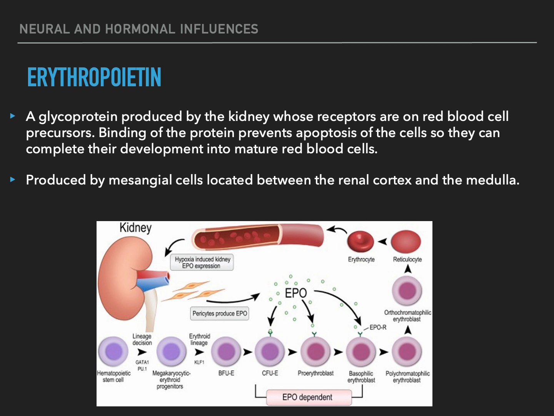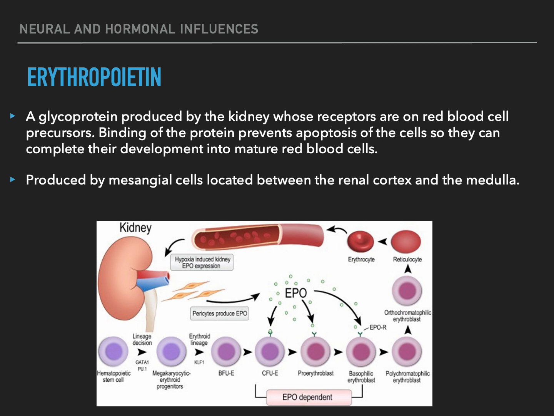Now we're going to talk about a few substances produced by the kidney that are important to know. The first is erythropoietin, which is a glycoprotein produced by the kidney whose receptors are on the red blood cell precursors. Binding of the protein prevents apoptosis of the cells so that they can complete their development and mature into red blood cells.